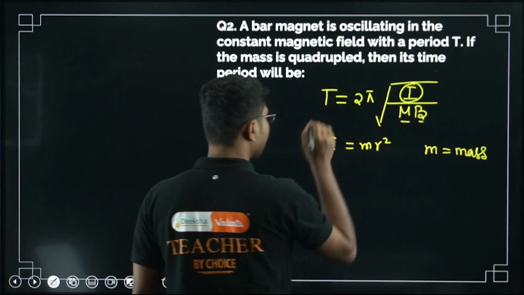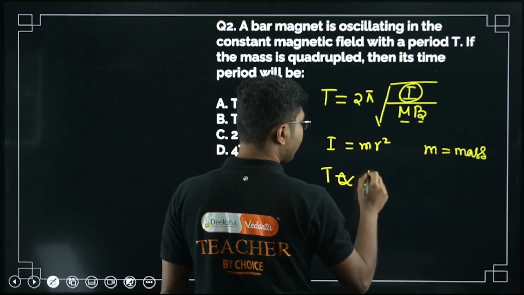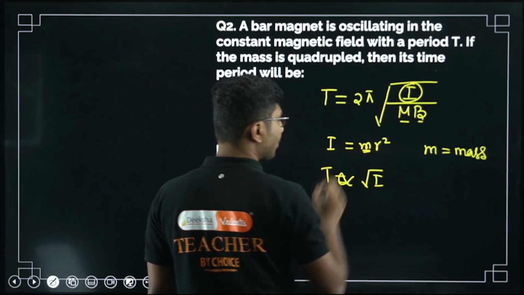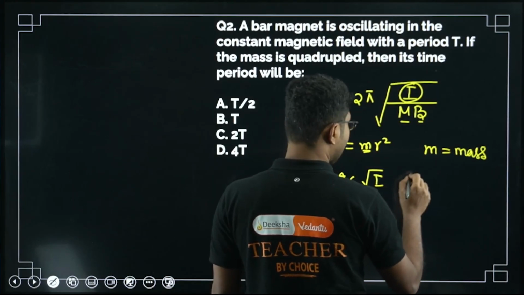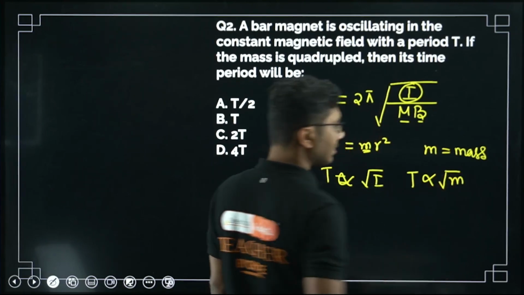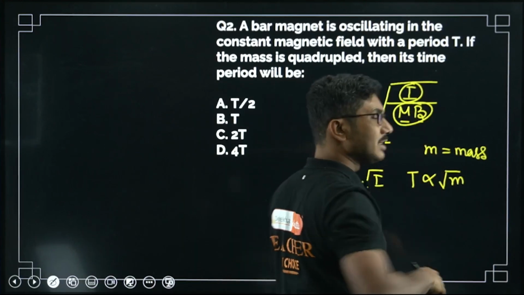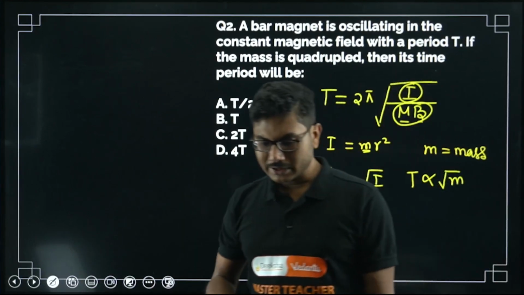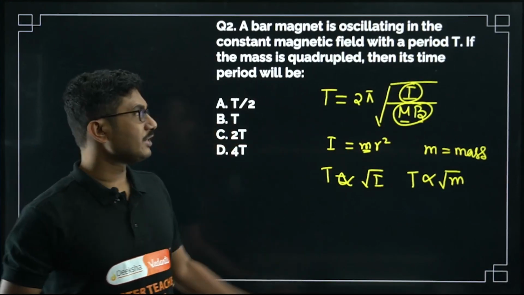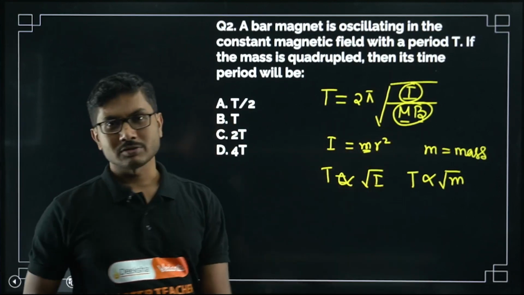So from here you can say that the time period is proportional to the square root of I, which is in turn proportional to m. So we can say that the time period is proportional to the square root of mass. Other things are constant, obviously: the magnet is not changing, which means the magnetic moment is not changing. You are also keeping the magnetic field as it is, so the magnetic field is also not changing.